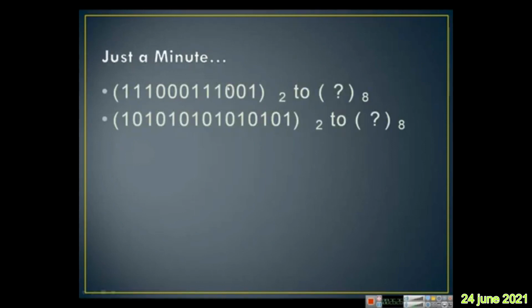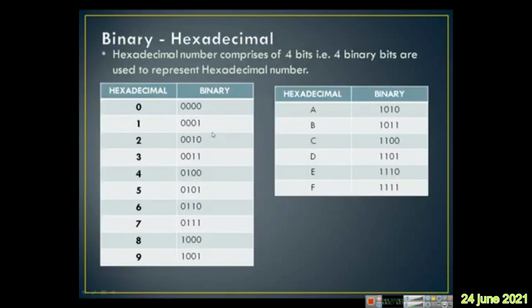In this example, grouping, no problem. Here also, no need of padding. So straight away I can tell you the answer here. This is 7, this is 0, this is 7, this is 1. 7071, right? What about this? The answer for this will be 52525. Grouping is very, very easy.